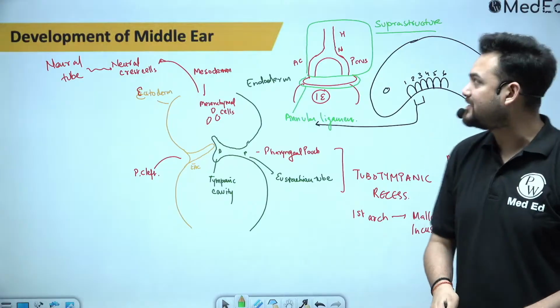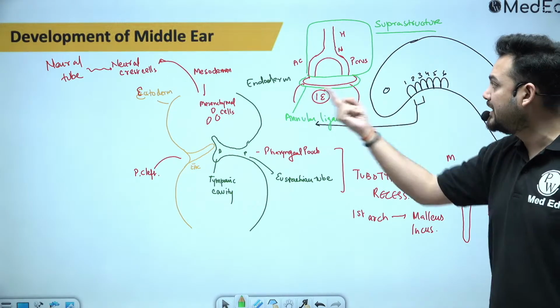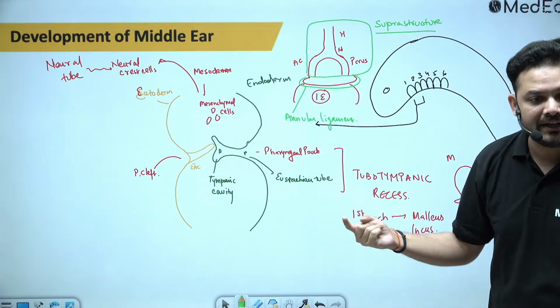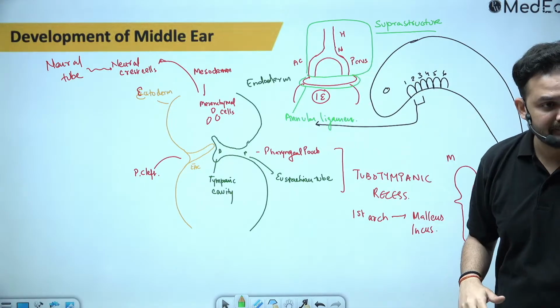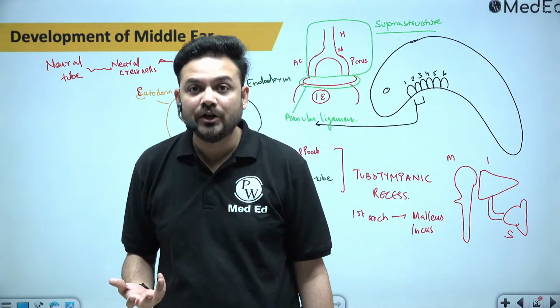But just remember, there is something called the suprastructure of the stapes. Then it has a foot plate, and then it has a ligament around it, which is called an annular ligament, which is attaching it to the inner ear. Okay? To the part of the inner ear which is called the vestibule, or the oval window.